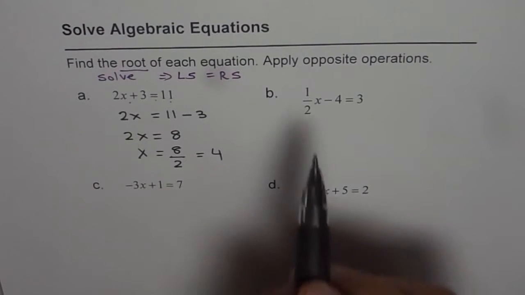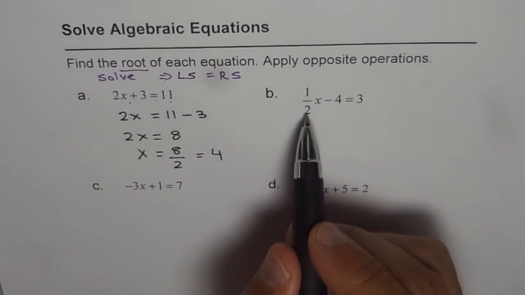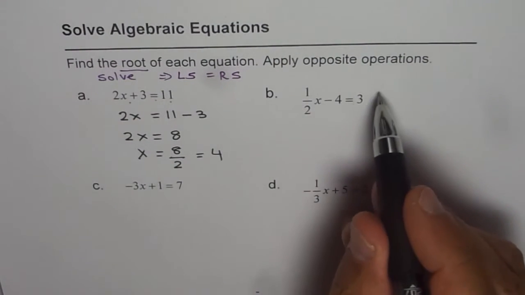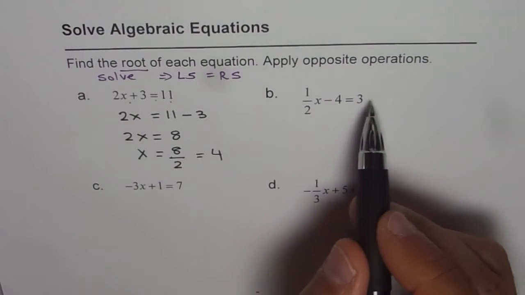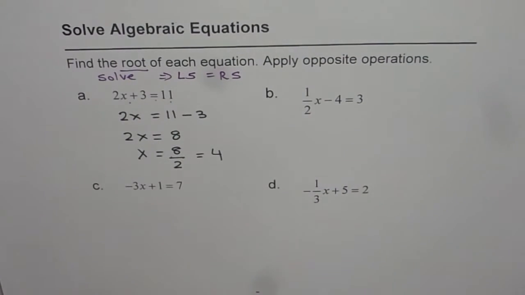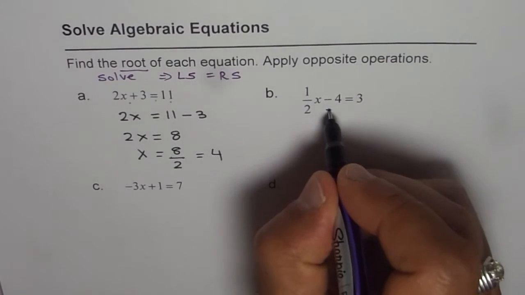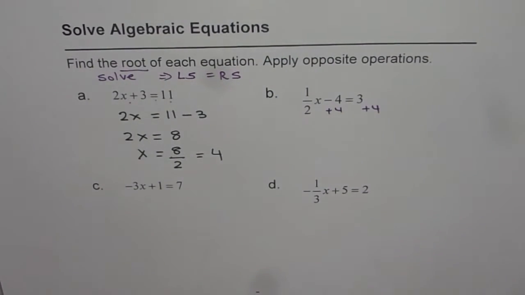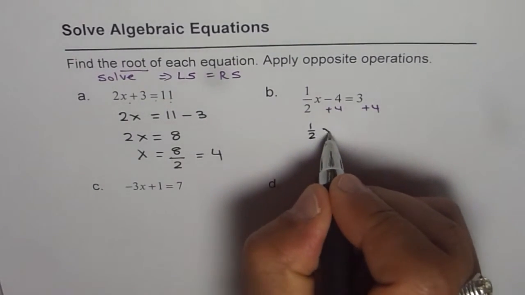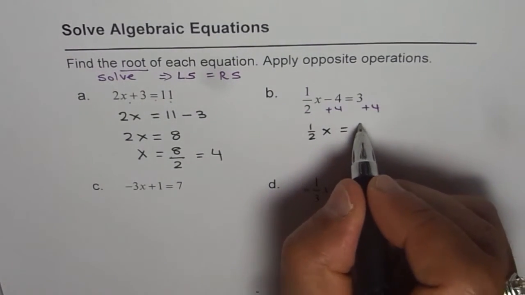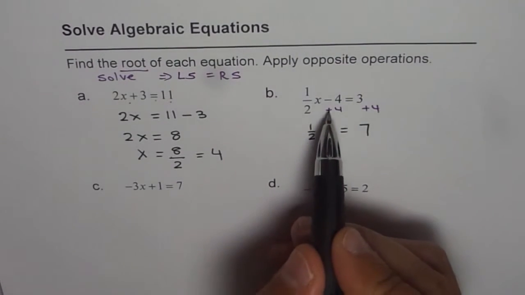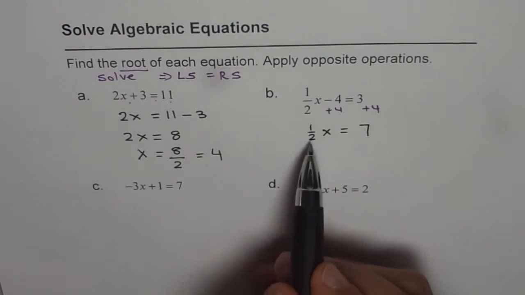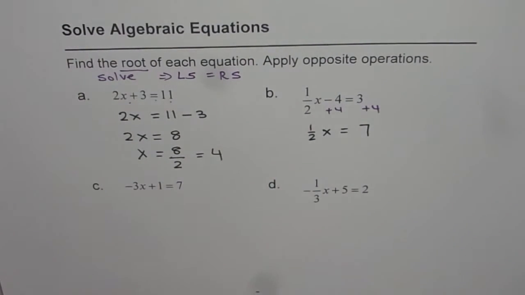Next one. Half of x minus 4 equals 3. First we'll take 4 to the other side, so it'll come with the opposite operation. That is to say, we add 4 on both sides. Do you see that? When you do that, we are left with half of x equals 3 plus 4, which is 7. That is the opposite operation. We added 4 on both sides.